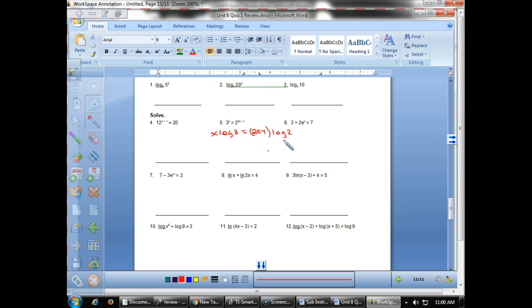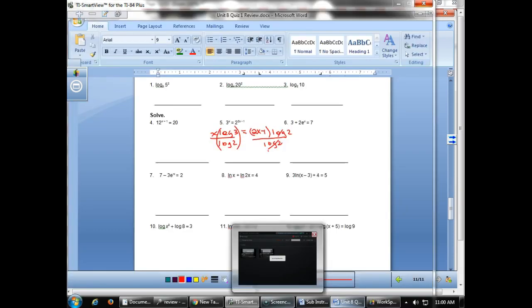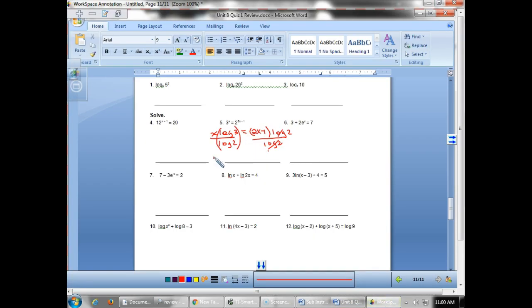Or you can, and this is probably what I would do, divide both sides by log of 2, cancel, cancel log of 2, and then just think of it like this. This is just a number that goes as a coefficient of x. So go ahead and do log of 3 divided by log of 2. Y'all tell me what that is. 1.58. So you've got 1.58x is equal to 2x minus 1. That's not bad at all. I think that's easier than doing the whole distributing of log of 2, but you could do it either way.